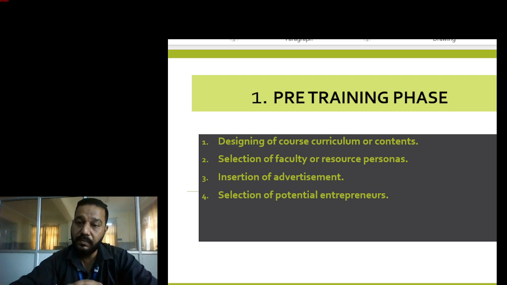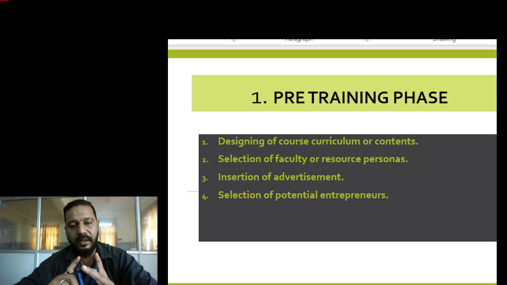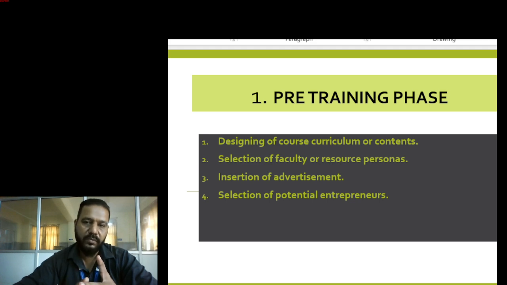Now, what is the fourth point? The fourth point is selection of potential entrepreneurs. As the trainer is important, similarly the trainee is important. Who are the people who are going to get themselves trained by the trainer? They are called the potential entrepreneurs who are going to take the training. So basically, pre-training talks about these four basic points. Let's move to the next phase.